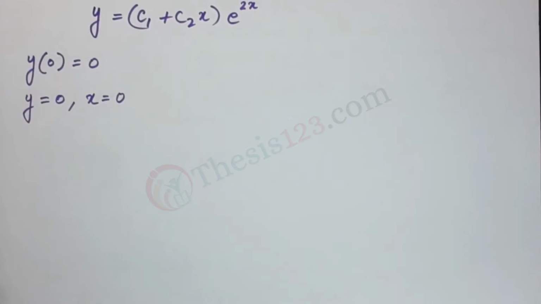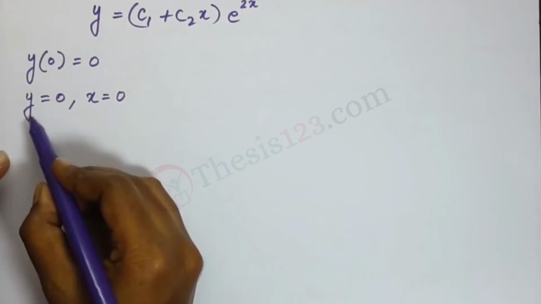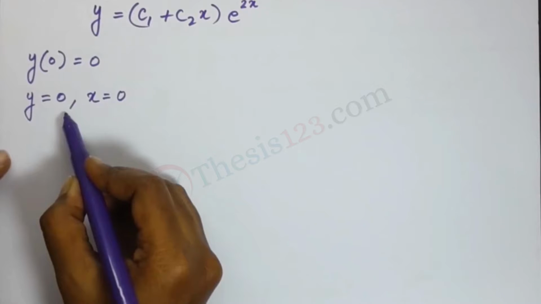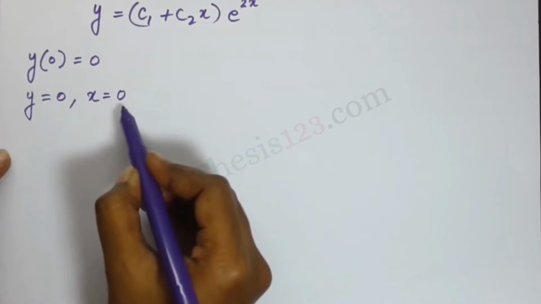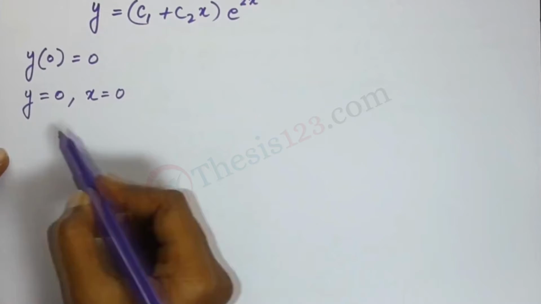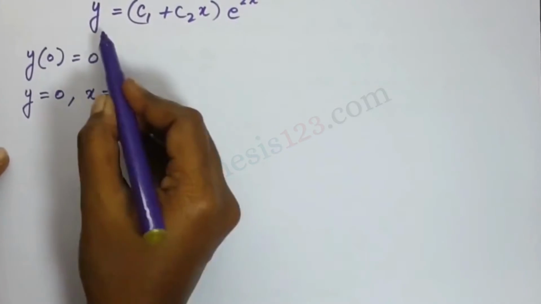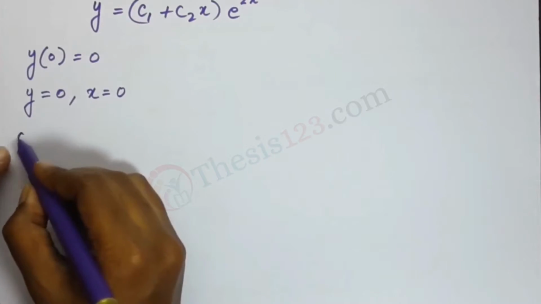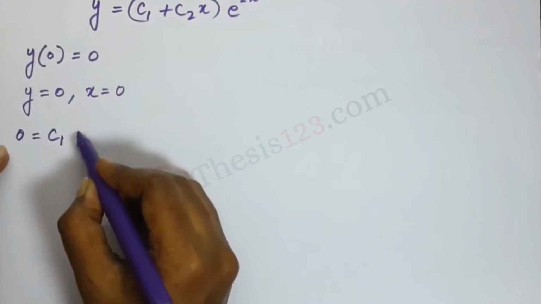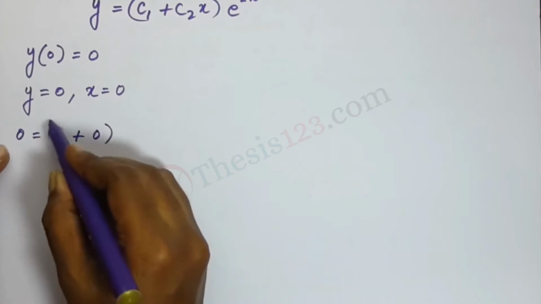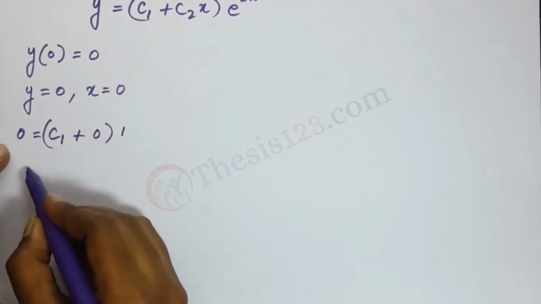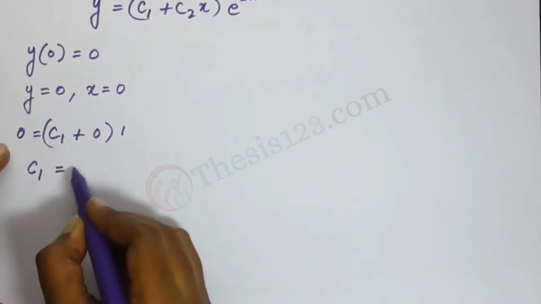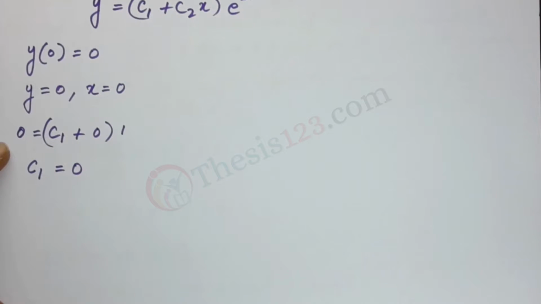Sorry about that. It was just something that slipped. Alright. So y of 0 is equal to 0 gives us two values. Y is equal to 0 and x is equal to 0. So from here, if we substitute both these values into the general solution, we get 0 is equal to c1 plus 0 into 1, which gives us the value of c1 as 0.